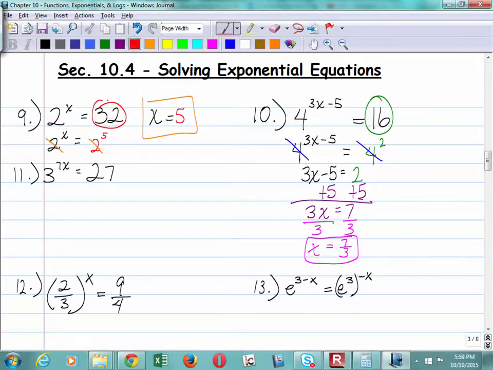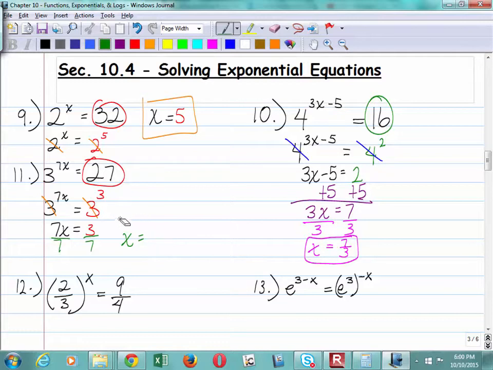So I would just replace that 27 with 3 to the third power, and then just bring the rest of it down. So I have 3 to the power of 7x equals 3 to the third power. And then I can just cancel out the big 3's, and that gives me 7x equals 3. And then I just divide both sides by 7. So that gives me x is equal to 7/3. I mean, 3/7.